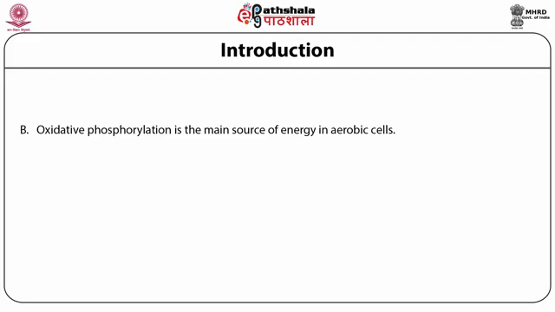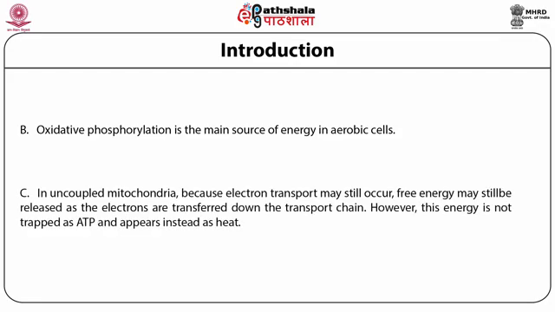Oxidative phosphorylation is the main source of energy in aerobic cells. In uncoupled mitochondria, because electron transport may still occur, free energy may still be released as the electrons are transferred down the transport chain. However, this energy is not trapped as ATP and appears instead as heat.